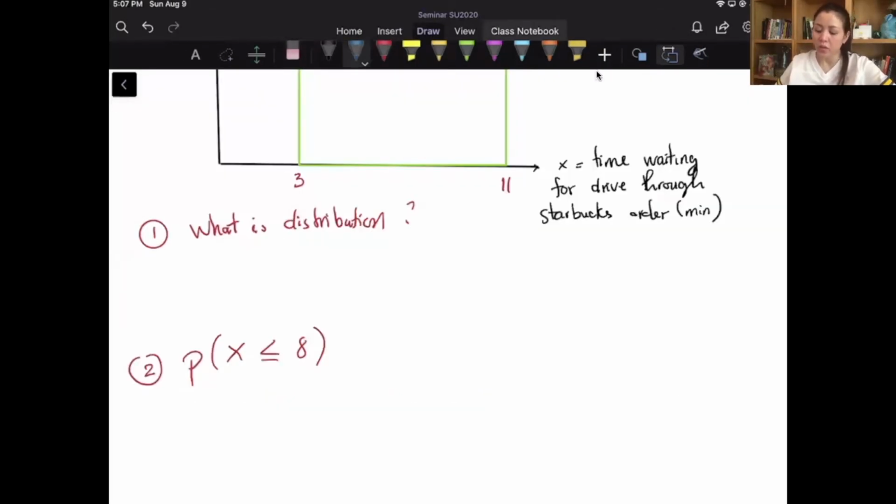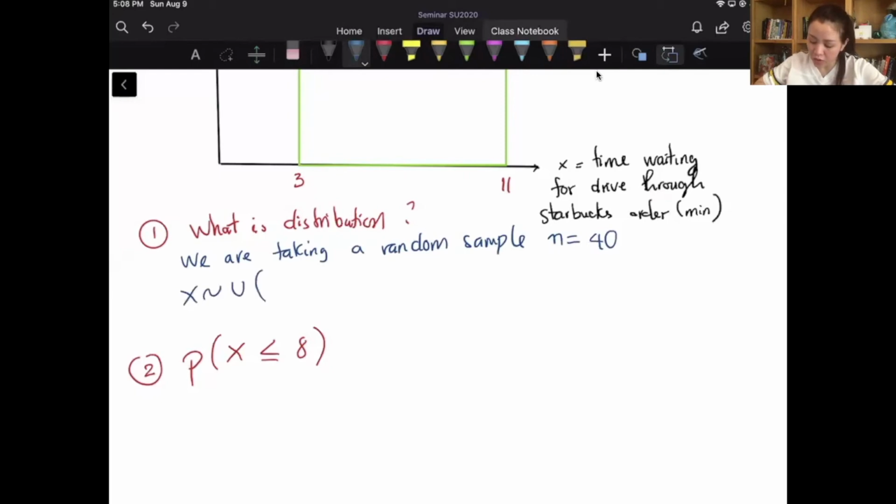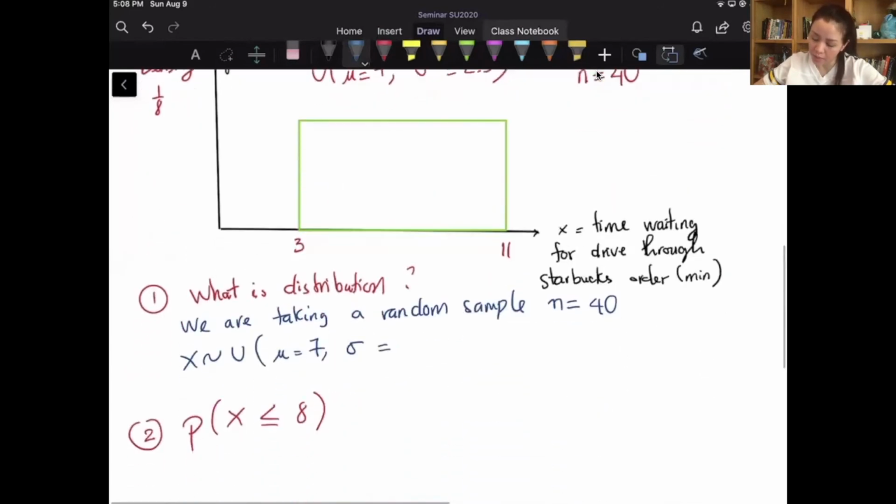So we are taking a random sample of size n equals 40. And then x follows a uniform distribution with mu 7 and a population standard deviation of 2.3.